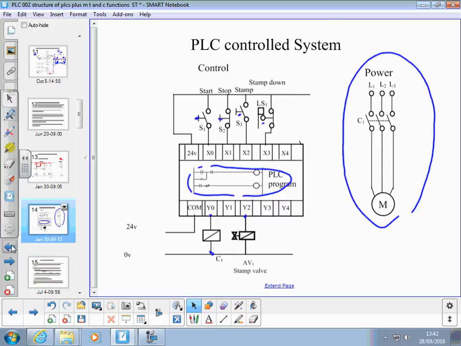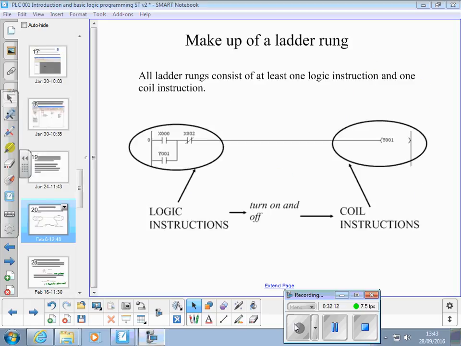Right, I'm going to move away from that set. So, makeup of a ladder rung. The two sides are your stiles, and then the rungs go in between. That's why they're called ladder rungs, because they look like a ladder. And every ladder rung must consist of at least one logic instruction over this side, connected to the left-hand end, maybe many more, but at least one, and at least one coil instruction.